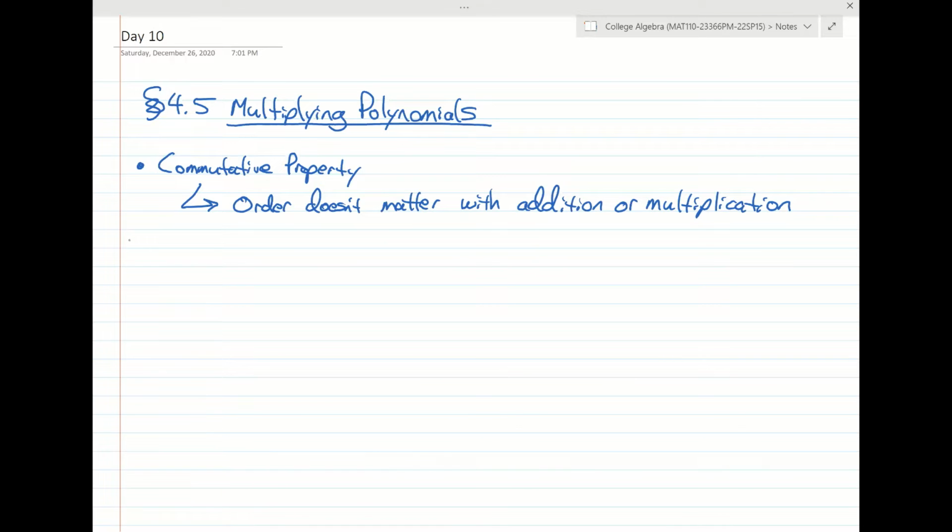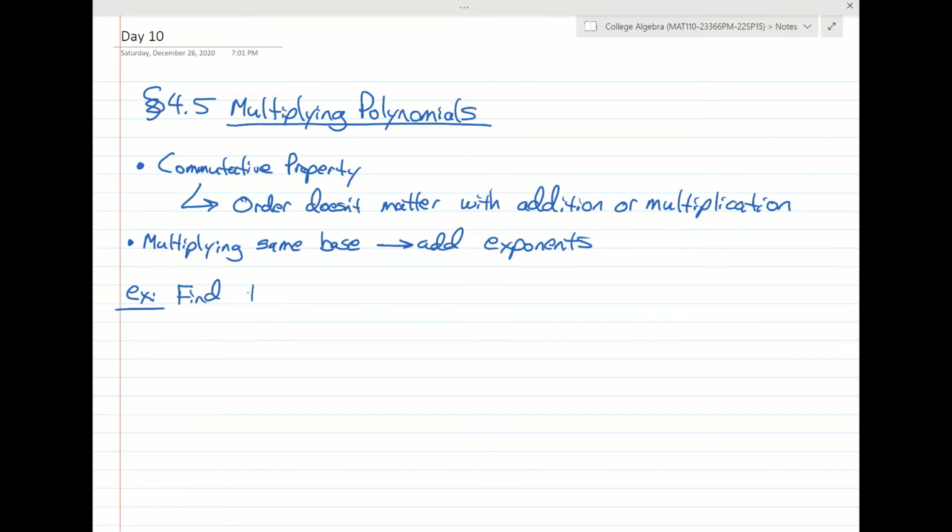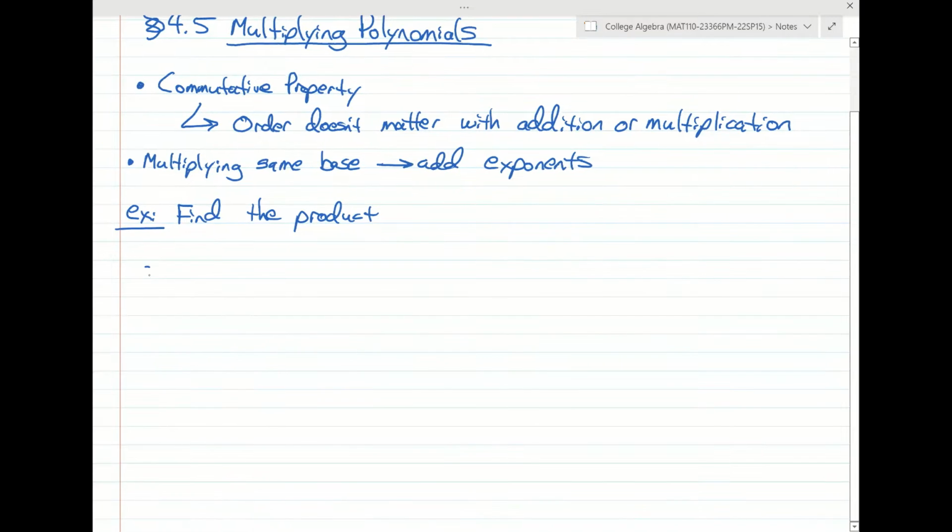Also, one other thing I want to mention before we get into polynomials is that when multiplying the same base, we add exponents. So I just have a few problems here where we could see these properties. The directions will just be to find the product. And our first example is 8k to the third y times 9k y to the third.